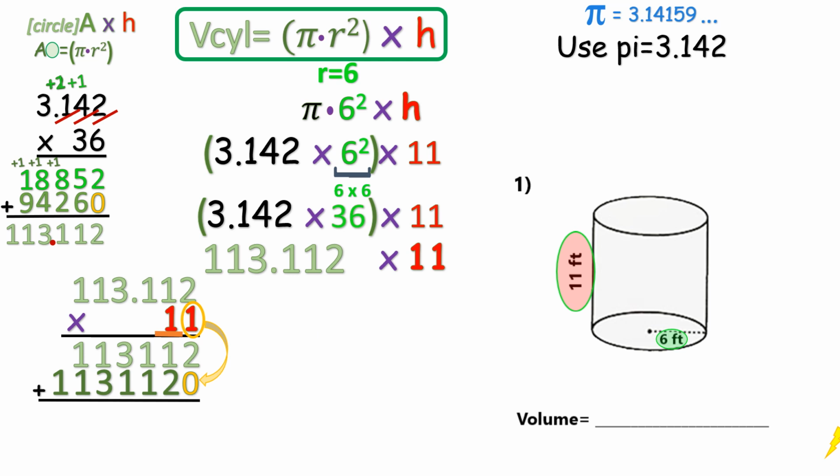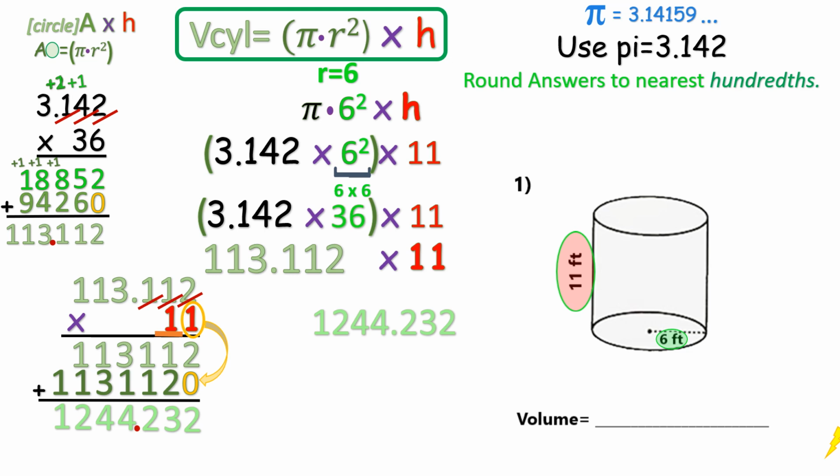Now that I have my 2 products, I'm going to add them together to find their sum or find their total. I'm going to go 2 and 0, which is 2, 1 and 2, which is 3, 1 and 1, which is 2, 3 and 1, which is 4, 3 and 1, which is 4 again, 1 and 1, which is 2, and then 1. How many decimal spaces did I have in my math problem? Well, I had 3 decimal spaces, so I'm going to move from right to left 3 times. So what I see is that I have 1,244.232.